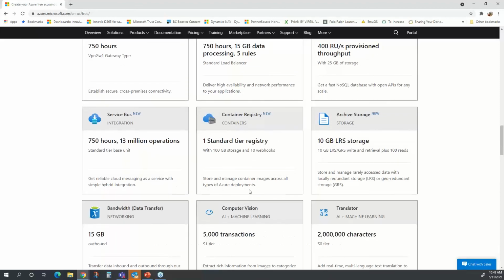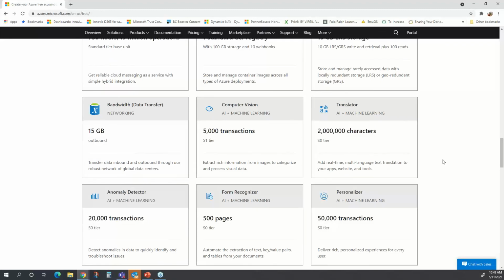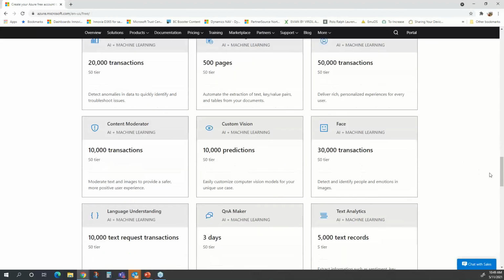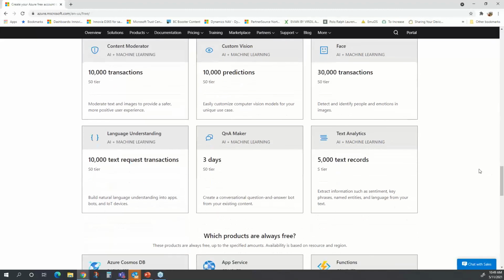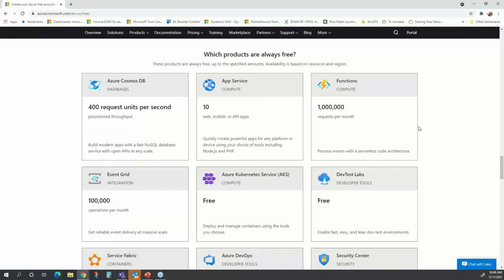If we expand to see the full list, we've got computer vision and AI learning. For any of you that saw Chad Williams present on his Power App, he was using some artificial intelligence, machine learning, computer vision to count some things. So these are the services, and then as we scroll further down the page, I can click this link and see these are products that are always free.